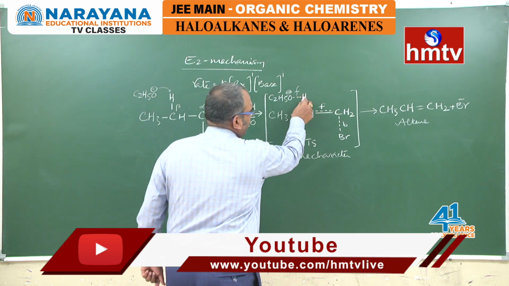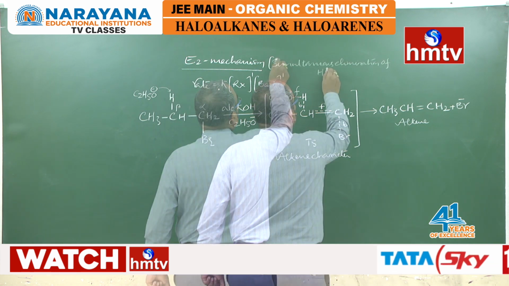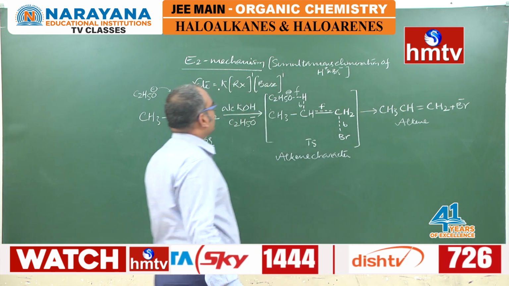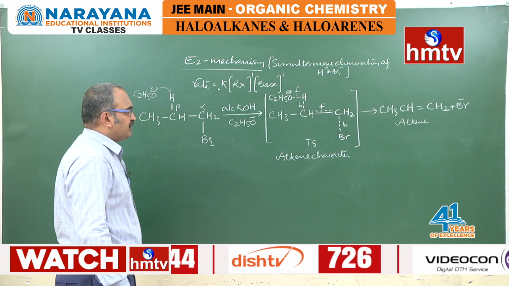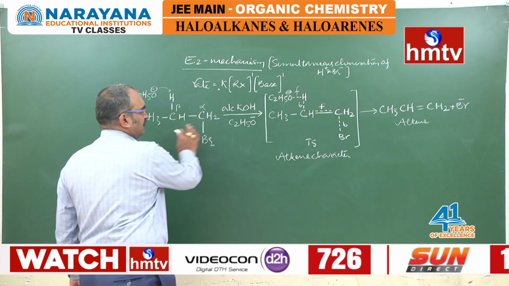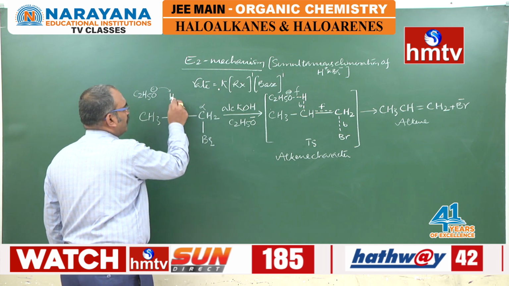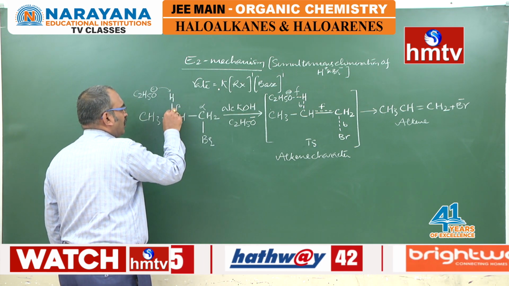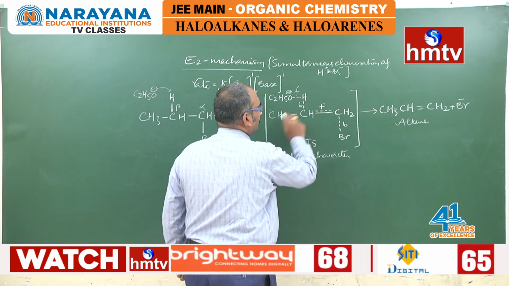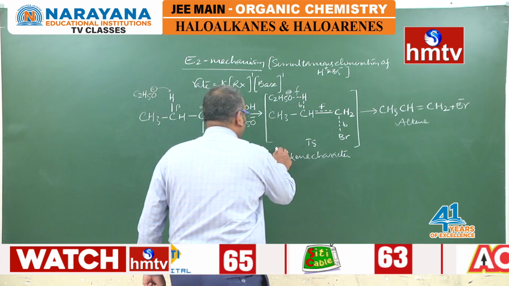So it is eliminating H and Br simultaneously. Simultaneous elimination of H plus and Br minus is taking place in the E2 mechanism. This is the mechanism for you. Ethoxide ion obtained from alcoholic KOH consumes the proton from the beta carbon. Then Br minus is simultaneously going out. So you are getting a transition state which has an alkene character.